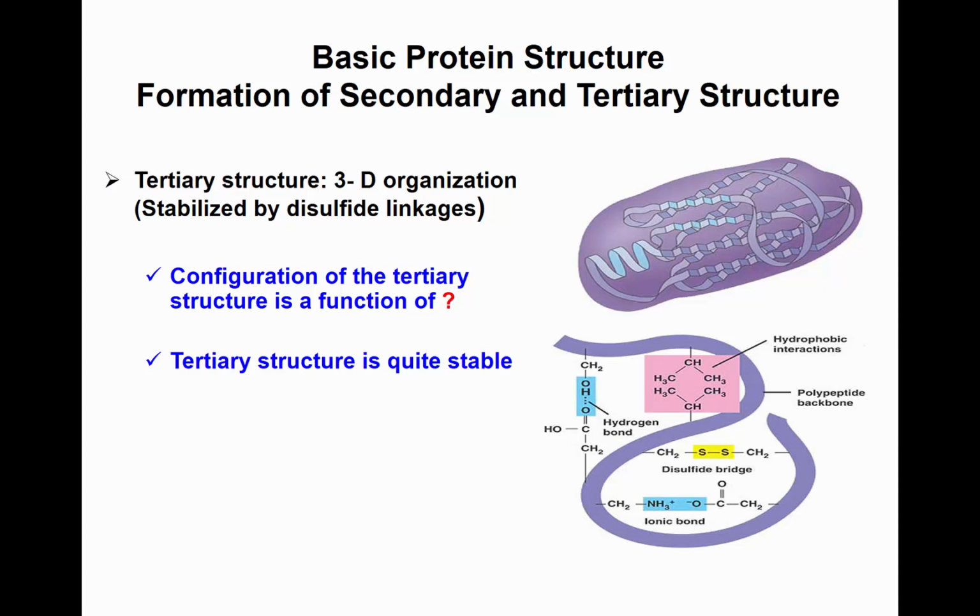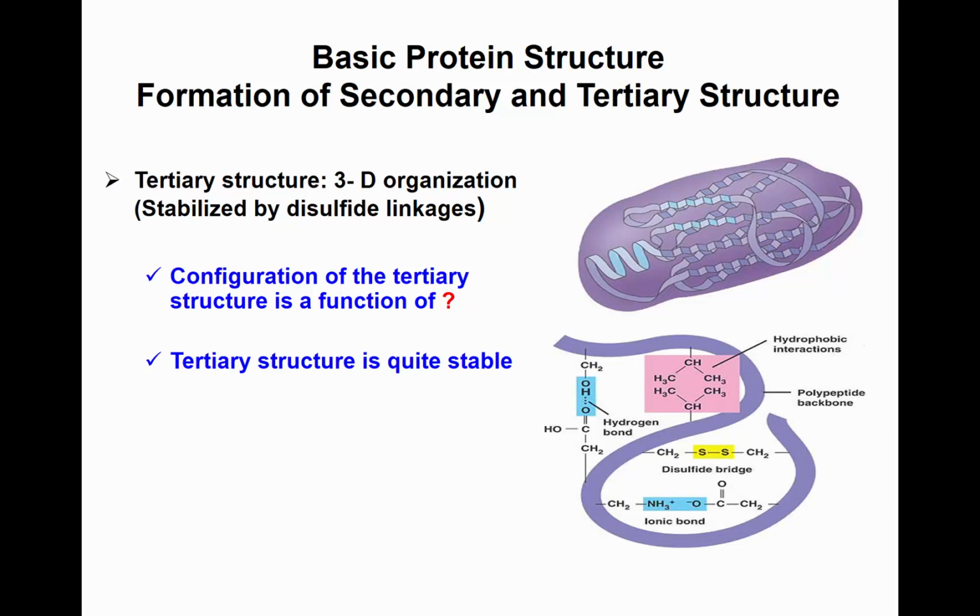So again, secondary structure is not stable yet. You still have a lot of free energy, so more bonds continue to form. And then that alpha helix or beta sheet or beta turn or random coil will still continue to change in structure to get to the most stable form, and that would be tertiary structure.